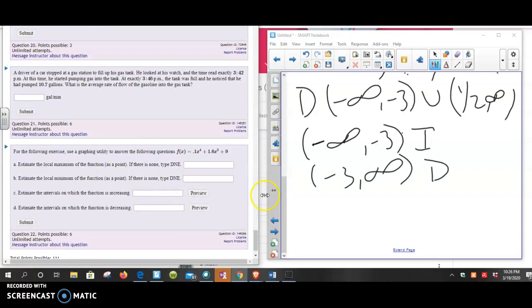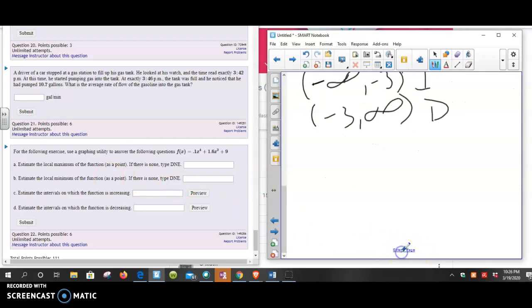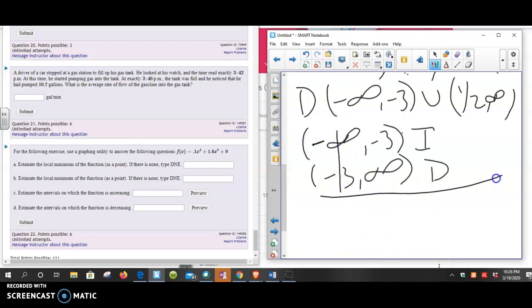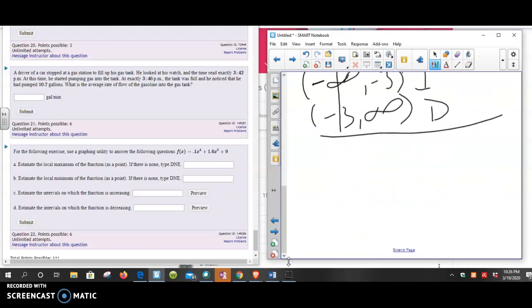Now we have one of those word problems, okay? Like these application problems. We can handle it. A driver stops for gas. He looked at his watch, and the time was exactly 3:42 p.m. At that time, he pumped gas. At 3:46, the tank was full and he noticed that he pumped 10.7 gallons. What's the average rate of flow of gasoline in his tank? Well, they just told you that it was 4 minutes.